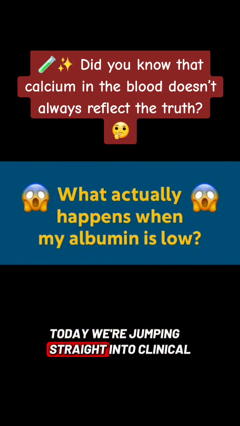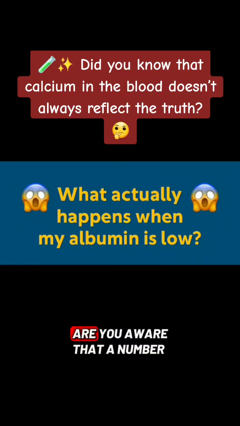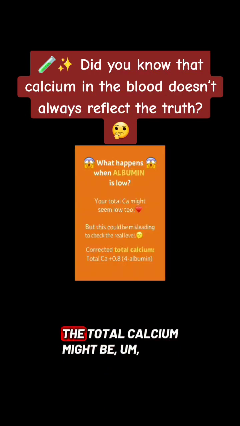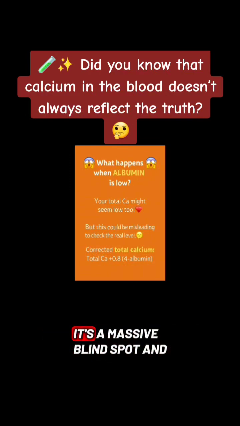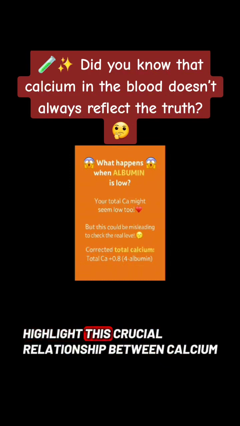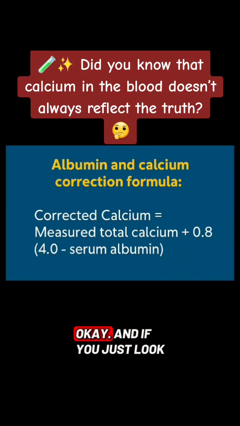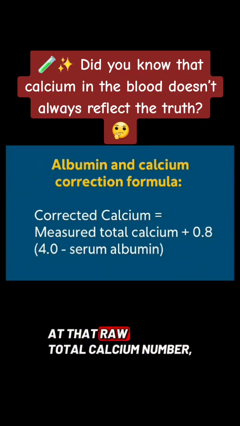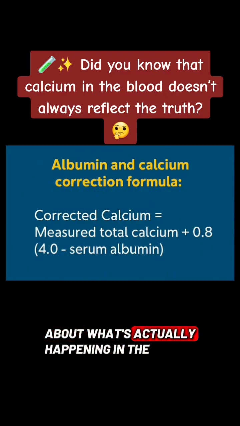Today we're jumping straight into clinical lab results, specifically the standard metabolic panel. And I have a question for you. Are you aware that a number on that report, the total calcium, might be completely lying about a patient's health? It's a massive blind spot, and it's so common. Our sources really highlight this crucial relationship between calcium and another value, albumin. Okay. And if you just look at that raw total calcium number, you are very often being misled about what's actually happening in the body.